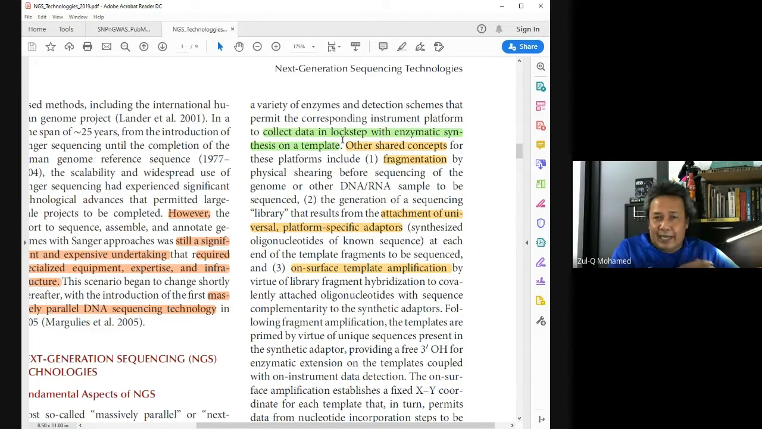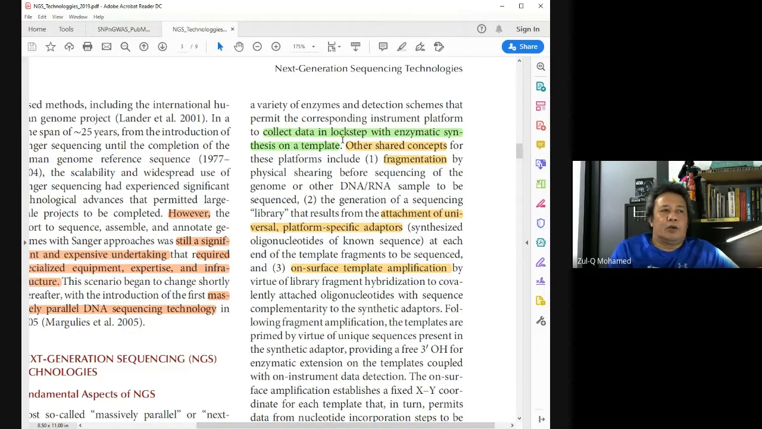Now, in the category of sequencing by synthesis, when you're thinking about NGS systems, which system is not included? The SOLiD, because that one is sequencing by ligation. Sequencing by synthesis covers Illumina, Roche, and Ion Torrent. So these are all sequencing by synthesis.